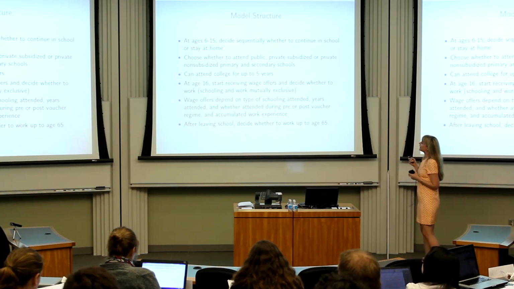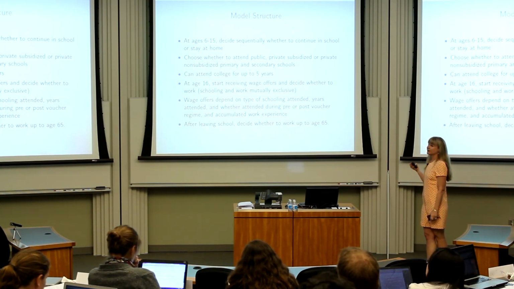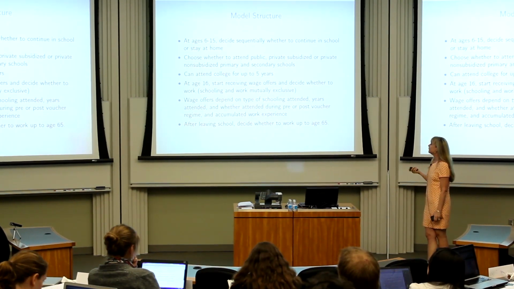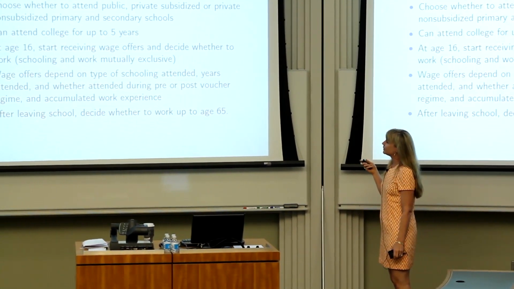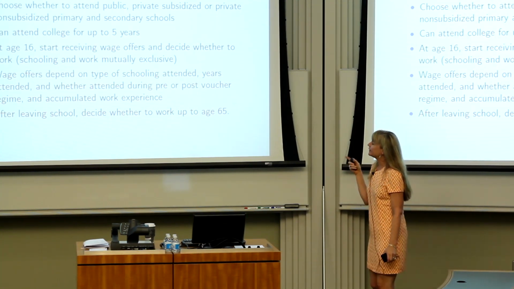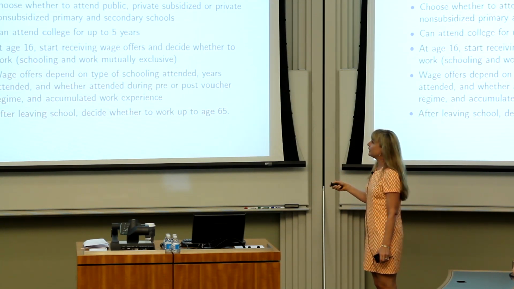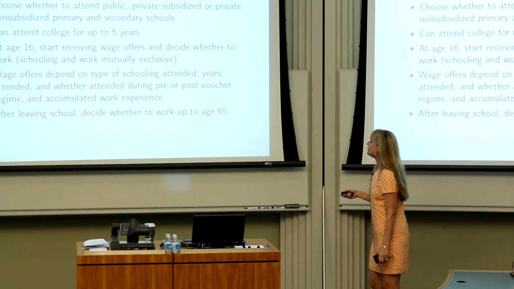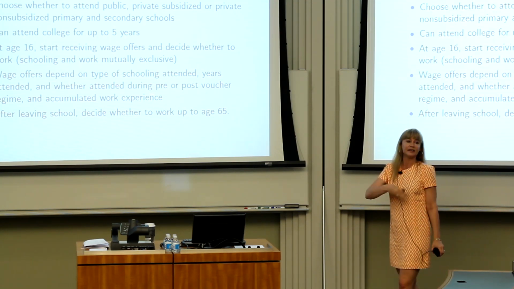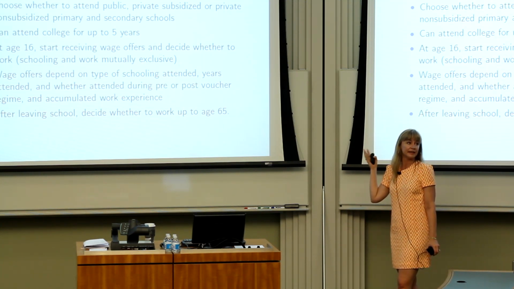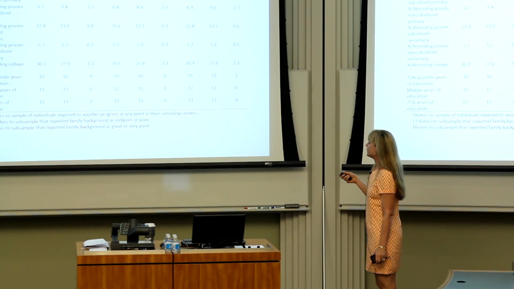Okay, so the basic structure: from age 6 to 15, they decide whether to go to school or stay home. After 15, they start also getting wage offers, so they can decide to leave school and enter the labor market. They also decide what type of school to go to: public school, private school, or private non-subsidized, which are the very expensive schools. After they graduate high school, they can attend college for up to 5 years. At age 16, they start getting wage offers, so then they could drop out of school. The wage offers depend on years attended, whether attended pre or post voucher, and work experience, which is endogenously accumulated the way we had in the example. And then they retire at age 65, so we don't really do much with the later years.